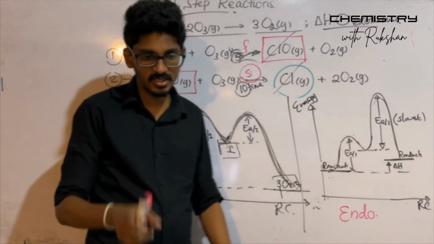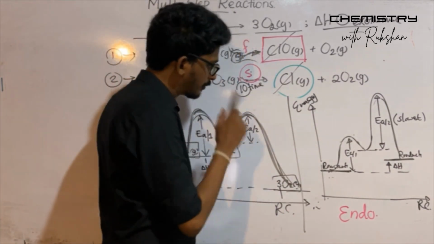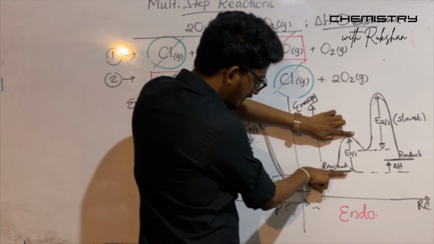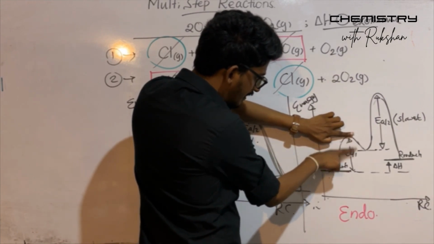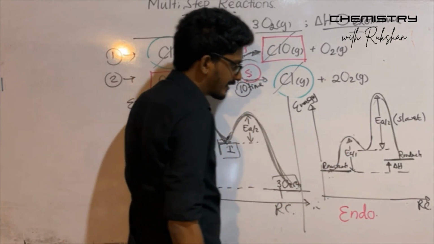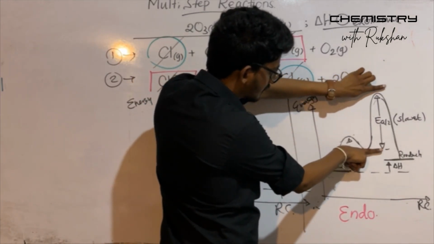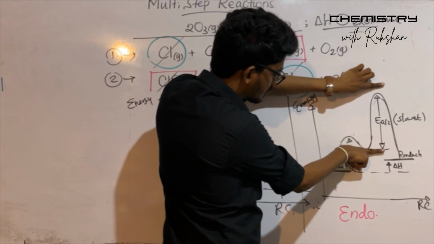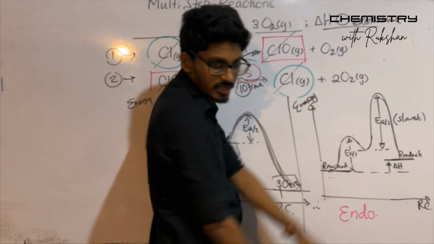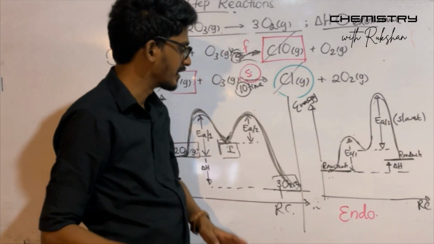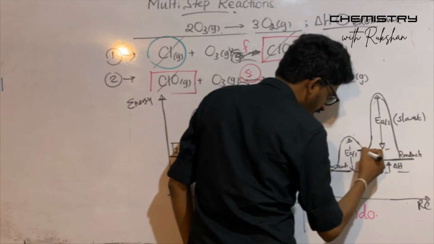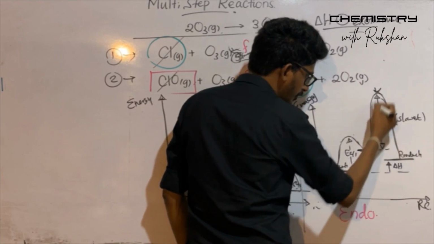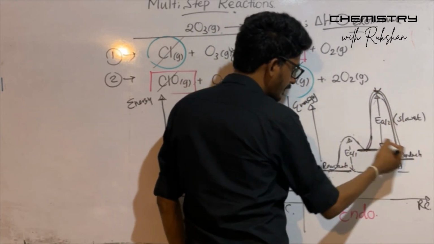Now, the activation energy barrier is the energy difference between the reactants and the height of the corresponding step. For the second step, this is the reactant, and this is the height. So the activation energy value is this, the difference between the reactants and the height of the peak for the corresponding step. This is the second step.